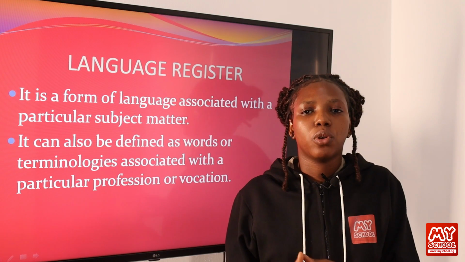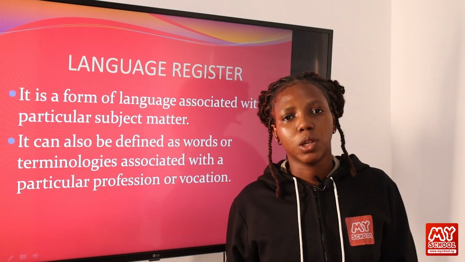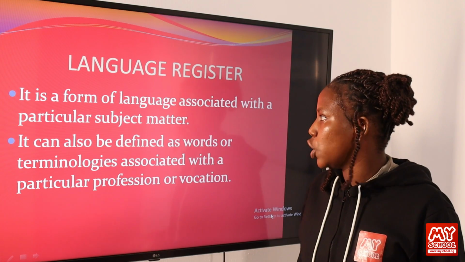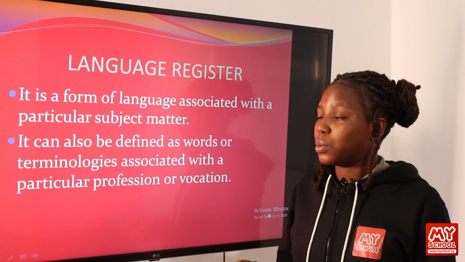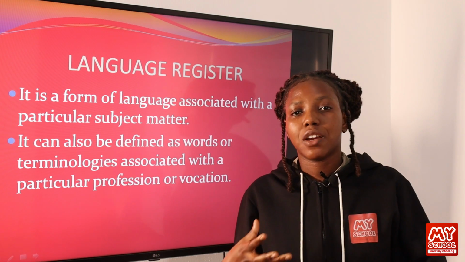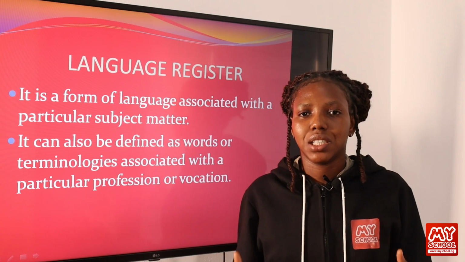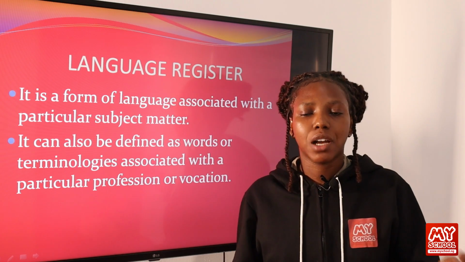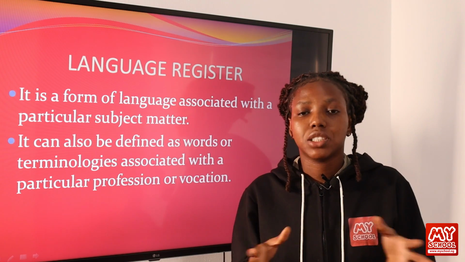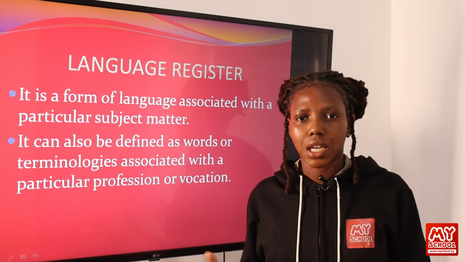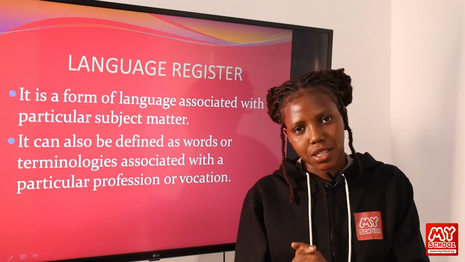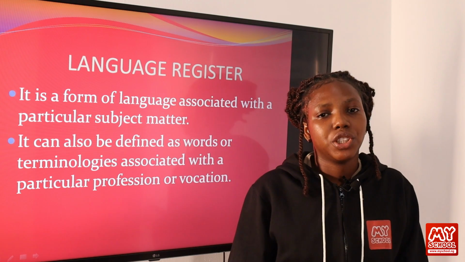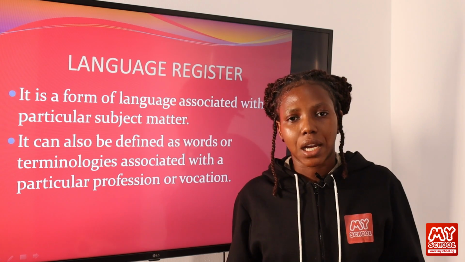Okay, so that is what language register is simply all about. Words associated with a particular profession or the language associated with a particular subject matter. Whichever way you want to put it is fine. But language register are words or terminologies or form of language associated with a particular human activity. That is what language register is. Let's take a look at the next objective, which is the types of language register.